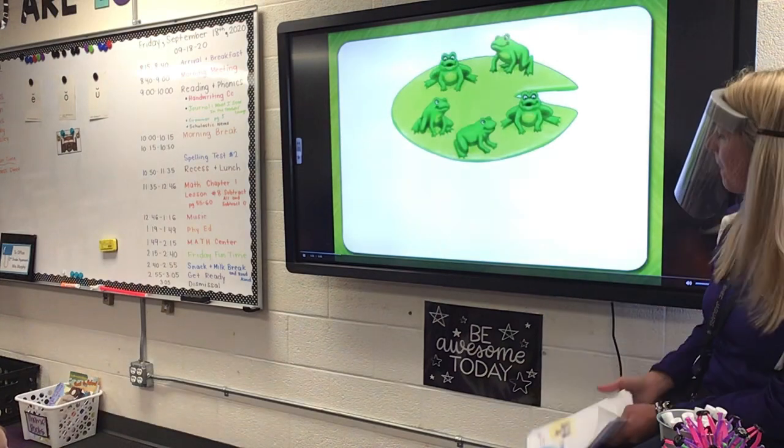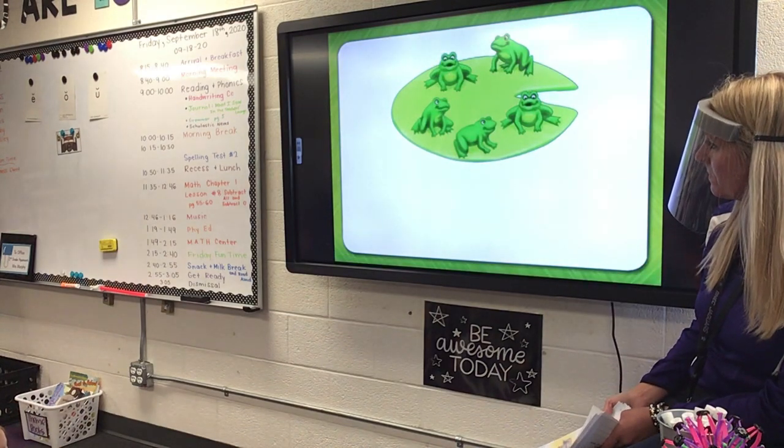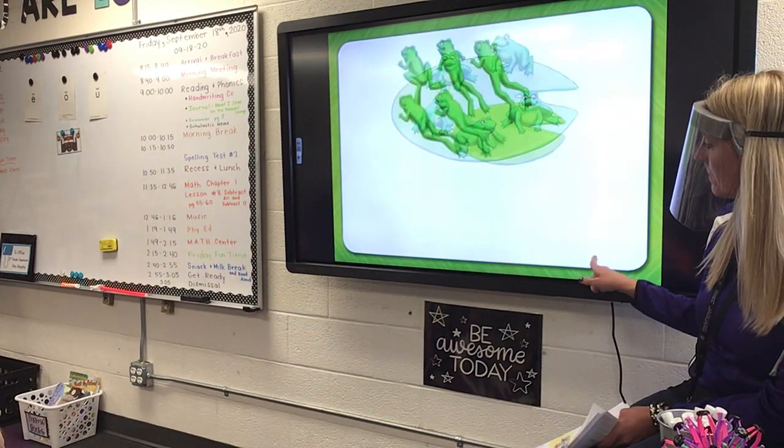Subtract all and subtract 0. 5 frogs were sitting on the lily pad. Something scared them and they all jumped off the lily pad.